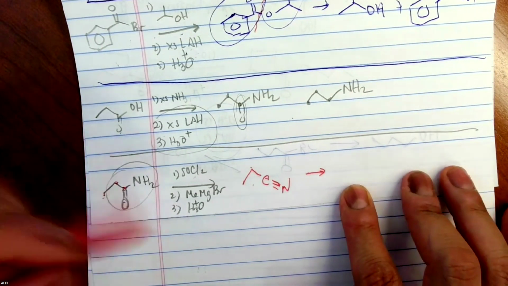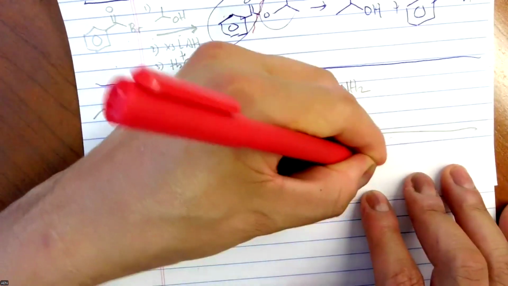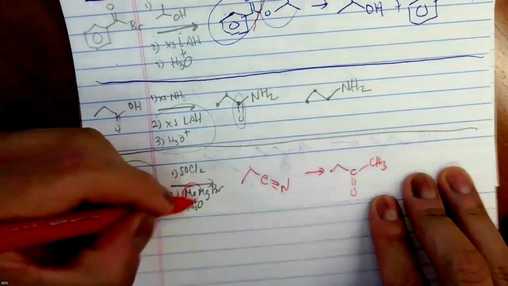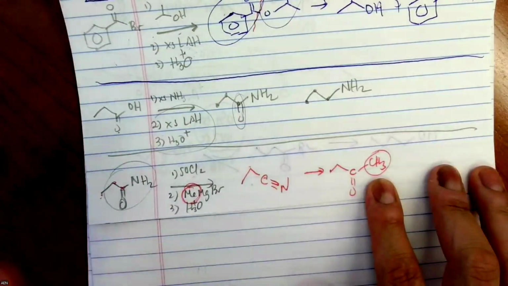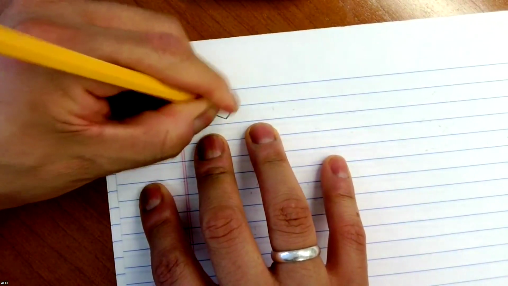And then stops at a ketone, right? And then adds that methyl. Yeah, that methyl is this methyl. Good. Right, so let's just do a couple more. I didn't cover some of the other reactions.